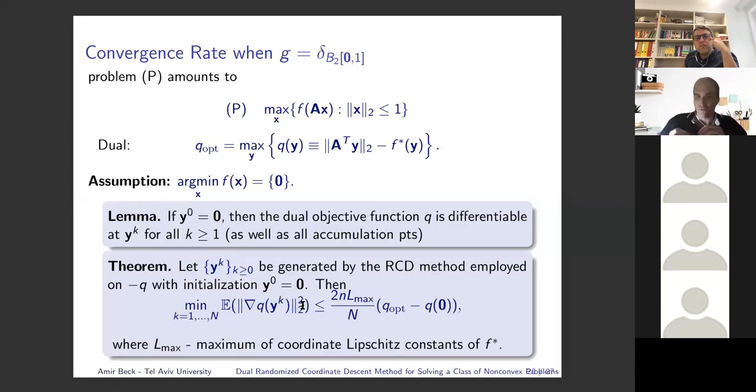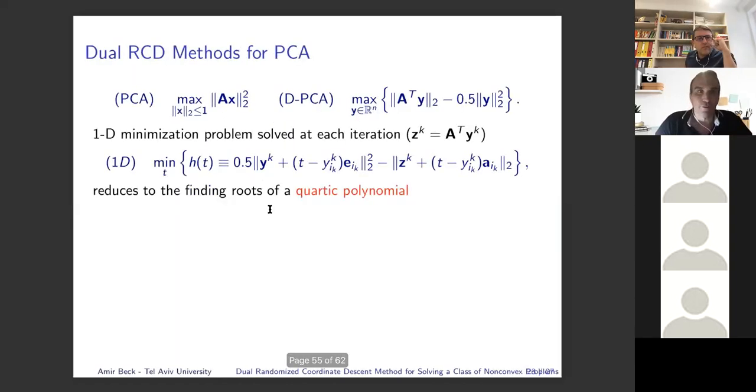Again, the difficulty here is that in general, looking at something like the L2 norm of A transpose Y is not something that is differentiable, but we don't have this problem. So we can show a 1 over n, or maybe it's 1 over square root of n, rate of convergence of the expectation of the norm of the gradient of the dual function. Sorry, that was a very long sentence. I will not get into the details, of course.